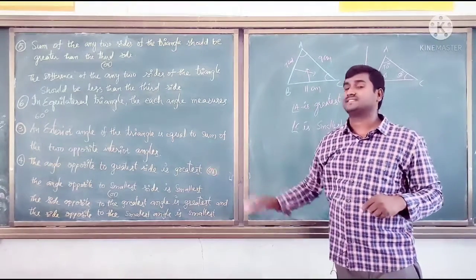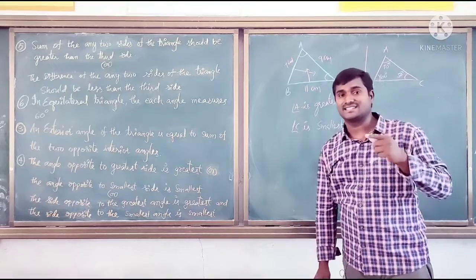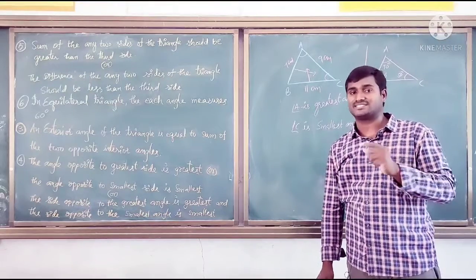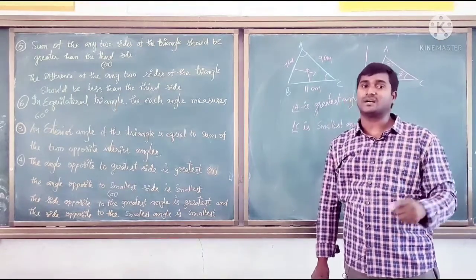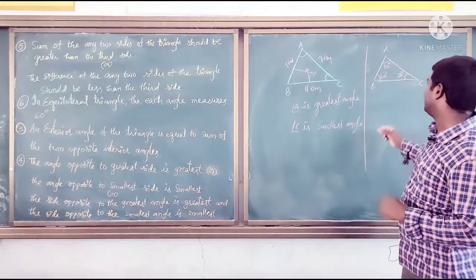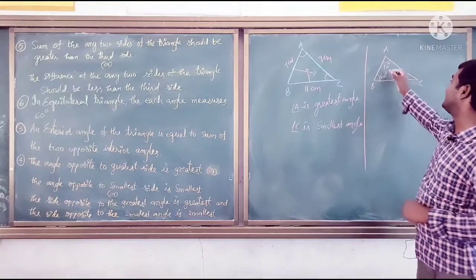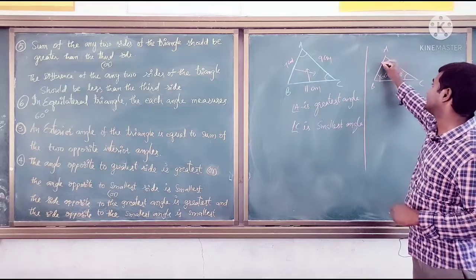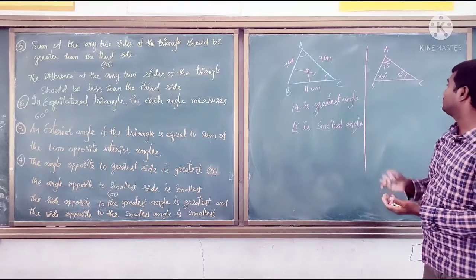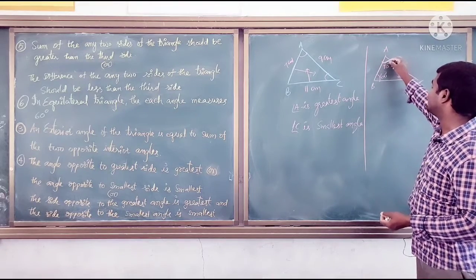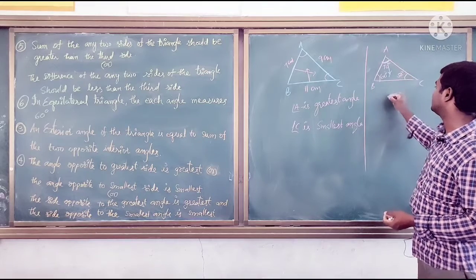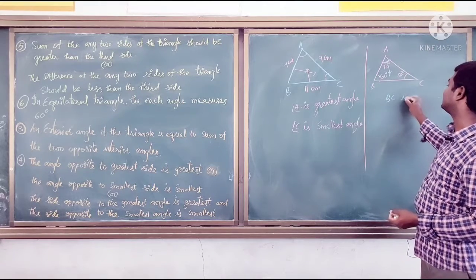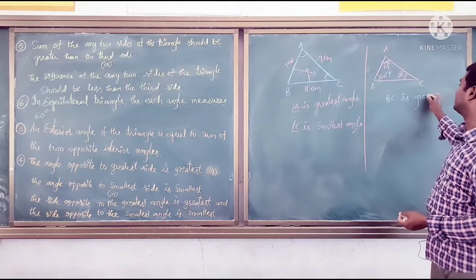By using this property. The greatest angle opposite side is greatest side. The smallest angle opposite side is smallest side. So what is the greatest angle? Angle A is the greatest. Greatest angle opposite side what we have? Angle A opposite side what we have? BC. So then BC is the greatest side.